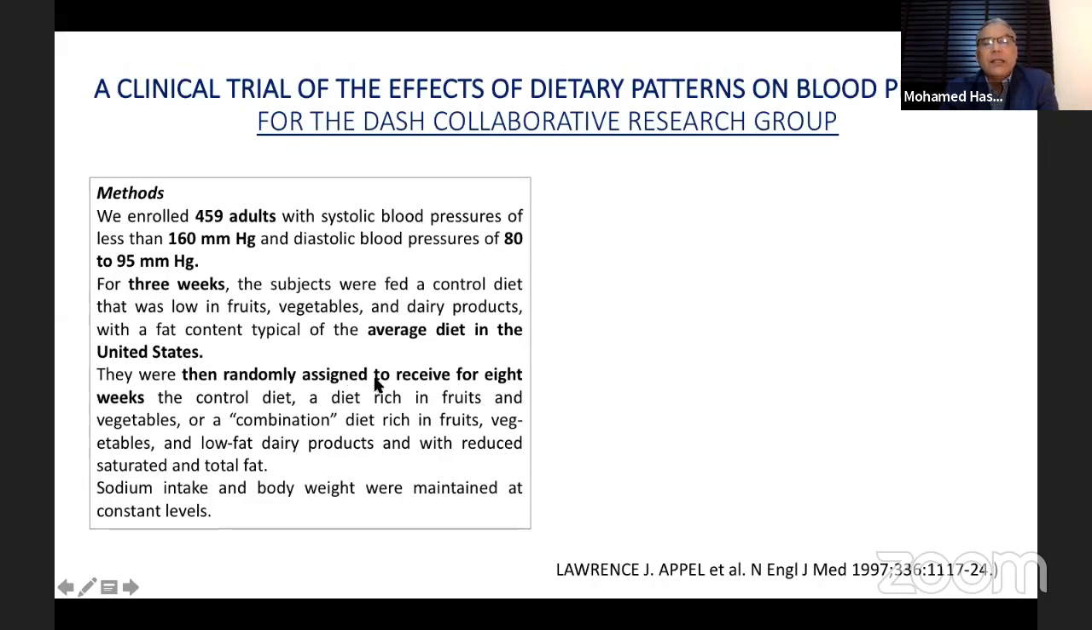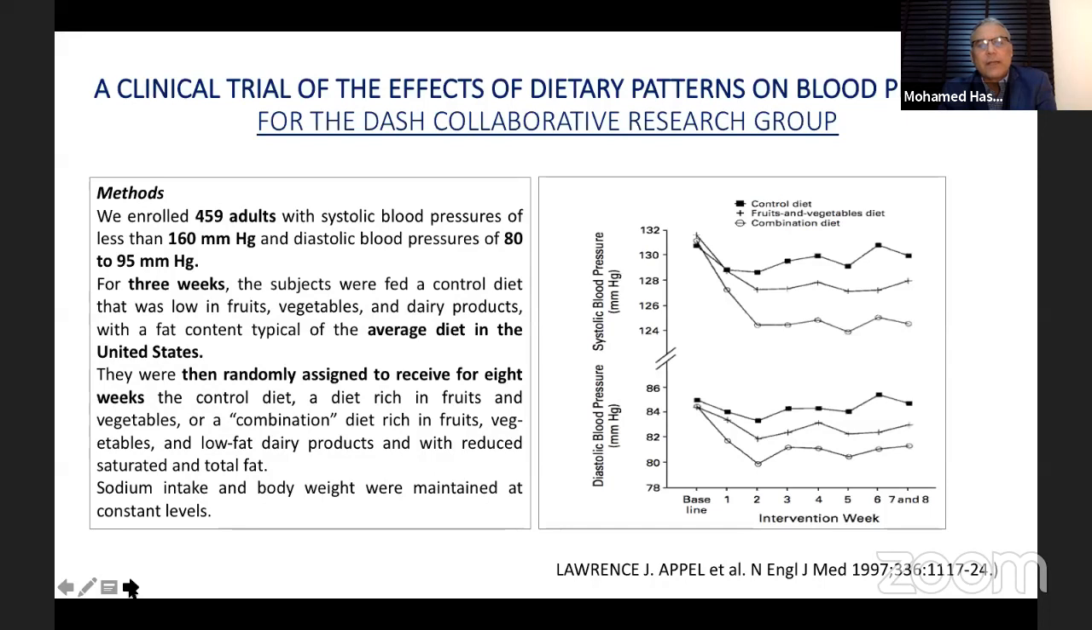And then they were randomized to receive 8 weeks of either the control diet or the diet rich in fruits and vegetables, or a combination of diet that is rich in fruit, vegetables, but also low fat dairy products with reduced saturated and total fat. The sodium content in this study was sustained with no increase. And as you can see, what constituted the DASH diet, which was the combination diet, had a very good systolic blood pressure reduction from not such a high mean, and equally a very good diastolic blood pressure reduction in comparison to the control diet, which is the everyday diet an American was having in the USA.